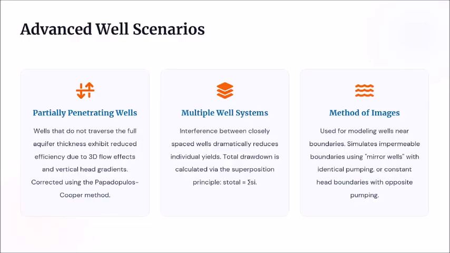Second, multiple well systems. When wells are grouped together, their cones of depression overlap. We calculate the total drawdown using the superposition principle, which simply states that total drawdown is the sum of the drawdowns from each individual well. Finally, the method of images. When a well is near a boundary like a river or a solid bedrock wall, we mathematically simulate the boundary by placing imaginary, mirror wells on the map to balance the equations.